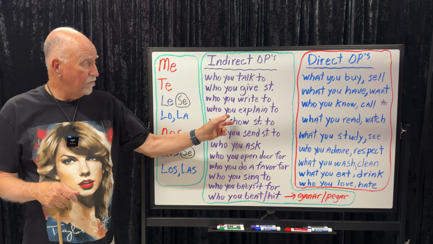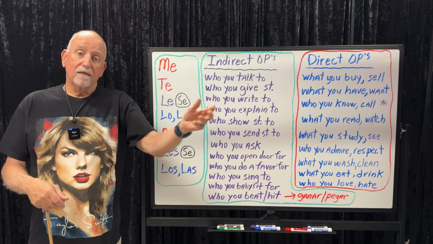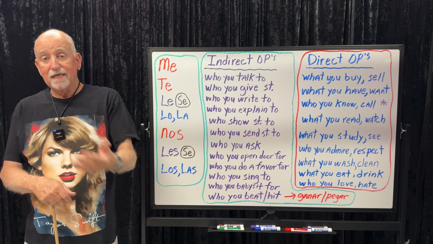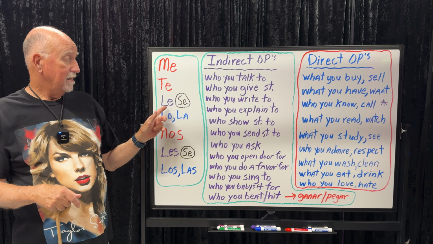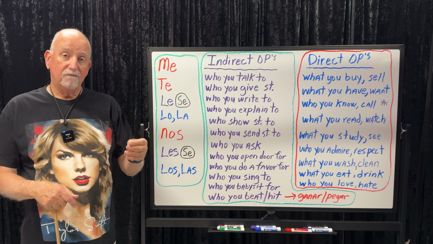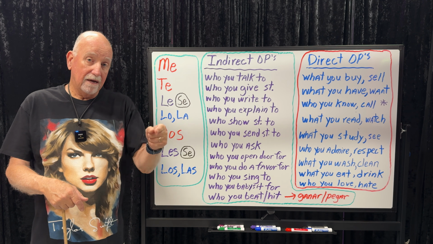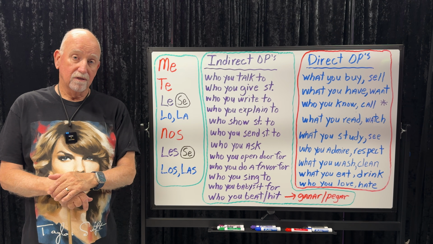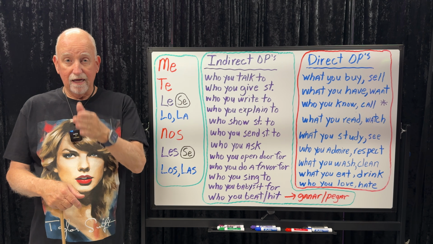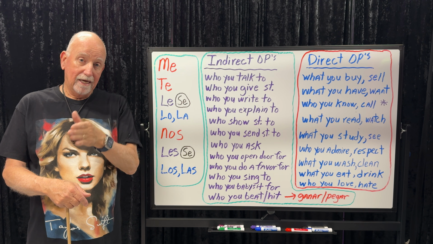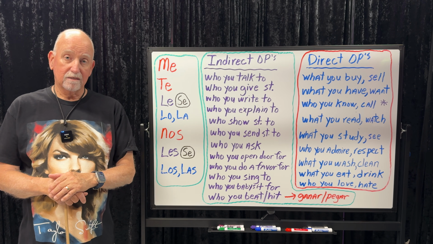Okay, who you explain to. Well, what you explain is the direct object, but to whom you explain it, that's the indirect object. So if you want to say, I explain it to her, it would be se la explico. If la is referring to la razón, reason. So, le explico la razón. I explain the reason to her. If I want to get rid of la razón with a pronoun, it's going to be la. Then I would have le la explico, excuse me. Le la explico. So the le has to change to se la explico.